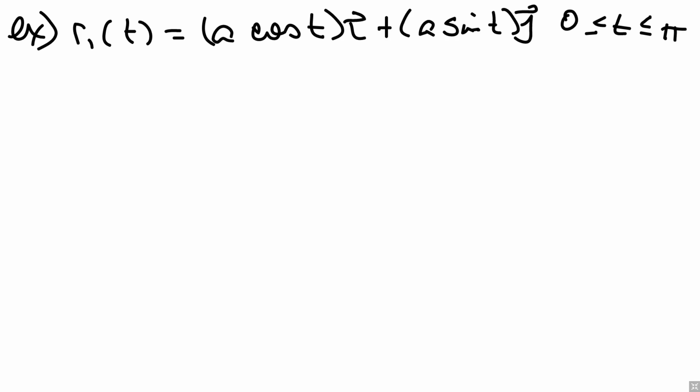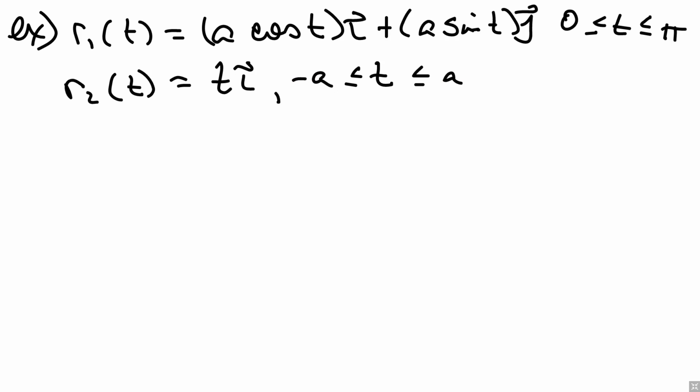And then we've got the line segment, which we're going to call R sub 2. It's defined as t in the i direction, where t is bounded between negative a and a. And our field is x squared in the i direction plus y squared in the j direction.